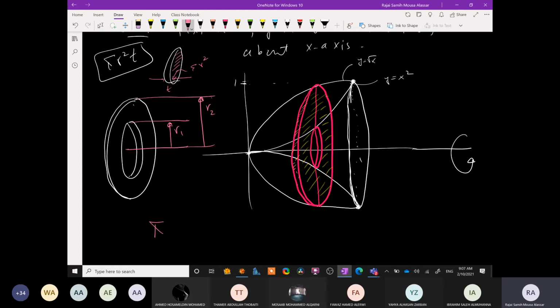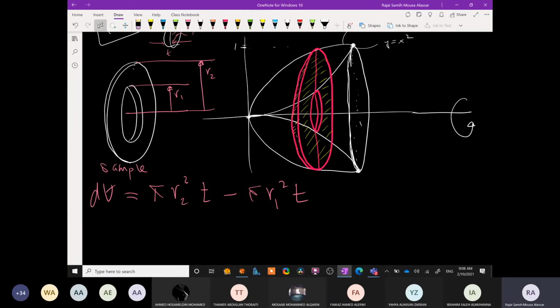So the volume of this is pi R2 squared multiplied by the thickness, let me just put this as T, minus pi R1 squared times the thickness. That's it. So this is my dV, the volume of this sample. Is that fine? Okay, so let's just translate that.